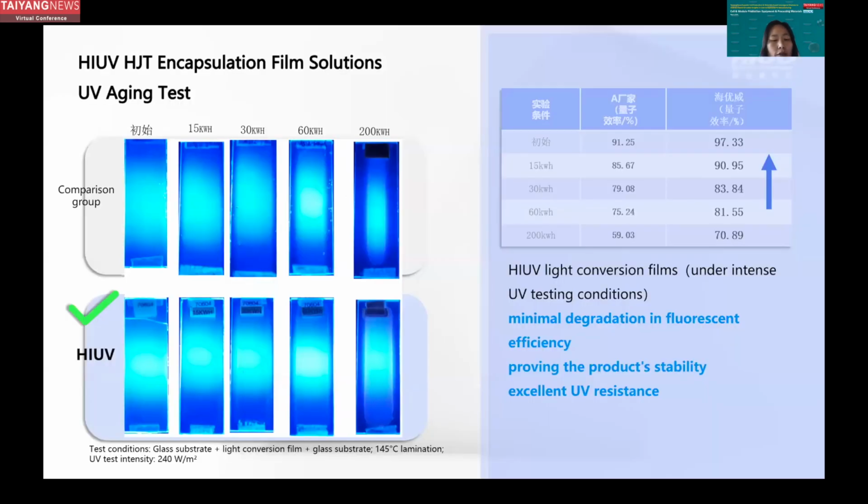This is a UV aging test that we did. We have increased from 15 kilowatt-hours to 200 kilowatt-hours. In such a trend, the quantum efficiency of the conversion film must decrease. From the comparison graph, the quantum efficiency of our conversion film is maintained at a relatively high level.